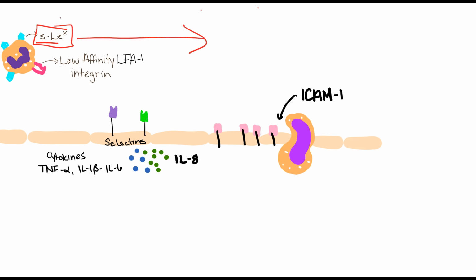When we have an inflammatory response, acute inflammatory molecules such as cytokines, which I'm showing here, TNF alpha, IL-1 beta, IL-6, but even things like C-reactive protein, prostaglandins, and leukotrienes, will lead to selectins being expressed on the endothelium, which is what I'm showing here.